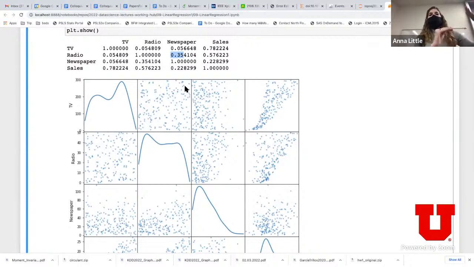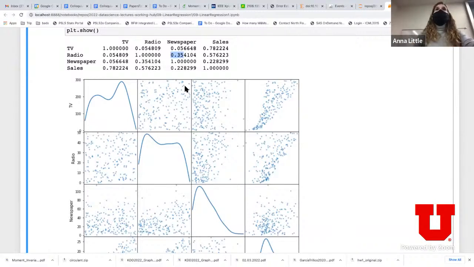So when we run our linear regression of sales versus newspaper, it may be hard to detangle how much newspaper is affecting things and how much it is that newspaper is just correlated with radio, and radio is a really good predictor for sales. So it can be a little tricky to make these interpretations because of all these correlations.